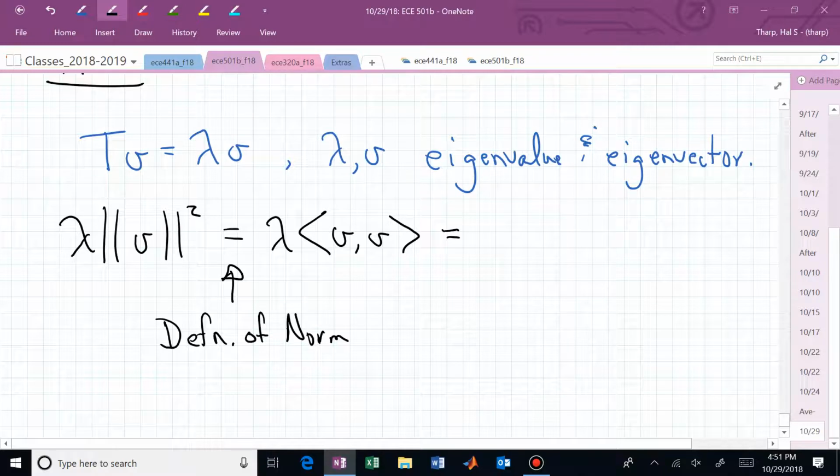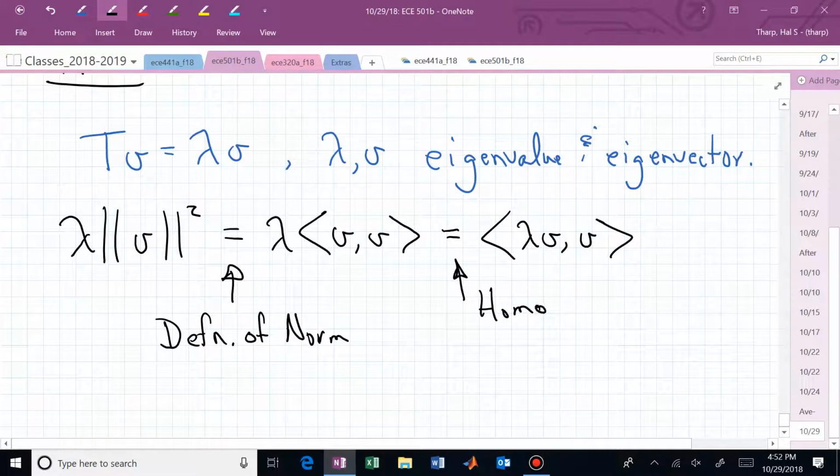But I can actually slide that scalar in. What if I put it into the first slot? Now this is exam 2 review, isn't it? Because you need to be able to know these properties of scalars and inner products. If I want to move that scalar inside the inner product, this is now the inner product of lambda v with v. And this is just homogeneity of the first slot.